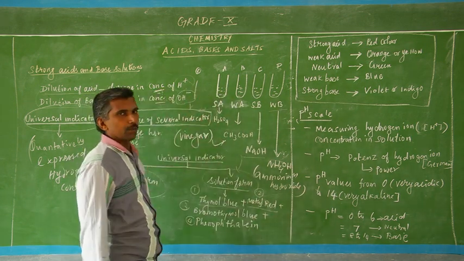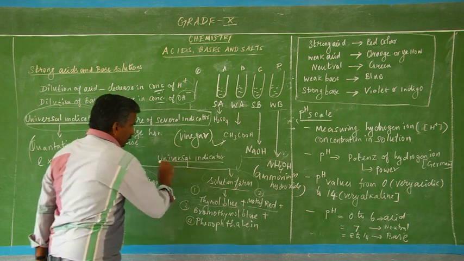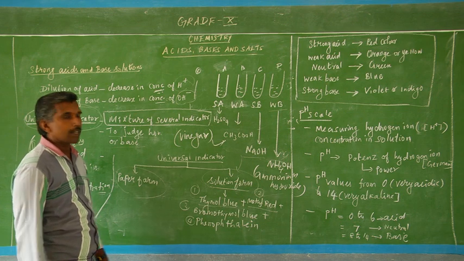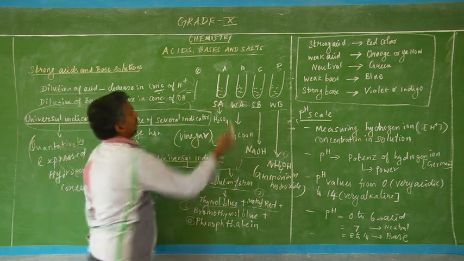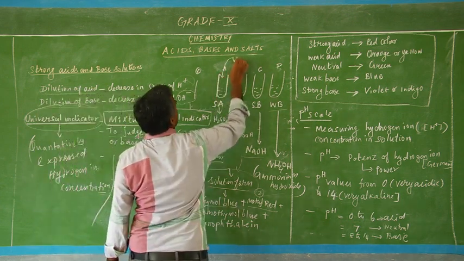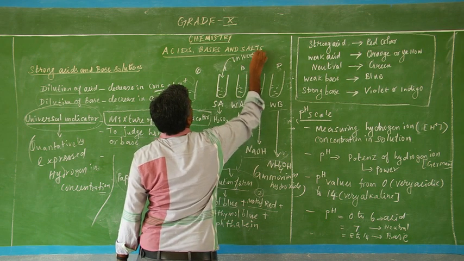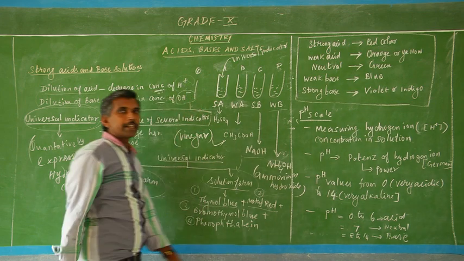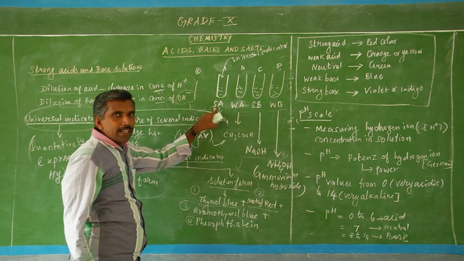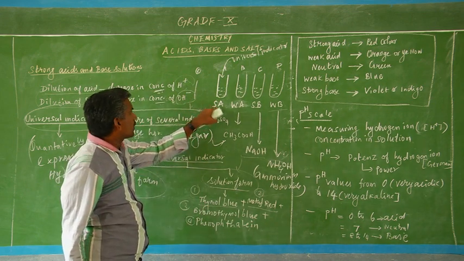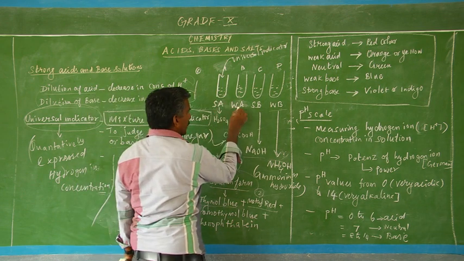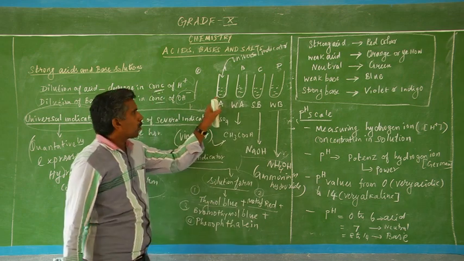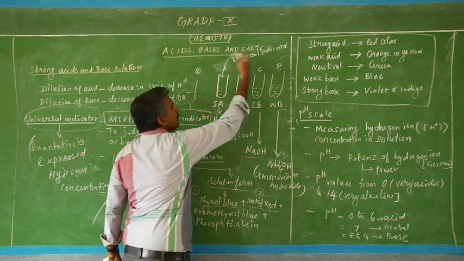You take 4 test tubes. Now you take the universal indicator solution and add a few drops of it. The strong acid, weak acid, strong base and weak base are all colorless.